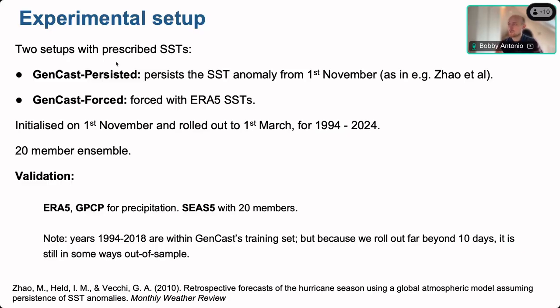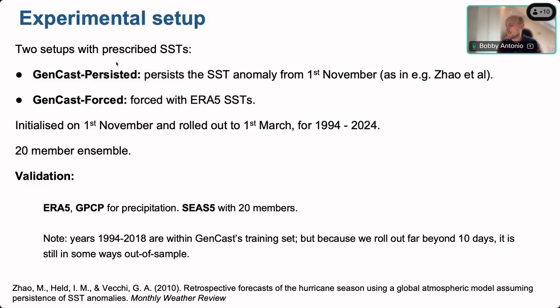So we initialize on the 1st of November and roll out to the 1st of March. We've done this for 30 years and for a 20-member ensemble. It's worth noting that if they were doing an assessment of something like SEAS5 and ECMWF, I think they'd be doing something more like 50-member ensembles. So it's worth bearing that in mind when you look at some of the results later on. And we're validating against reanalysis, ERA5, because that's what GenCast was trained on. We validate precipitation against an observation product, and we compare with the SEAS5 seasonal forecast just to see what that looks like.